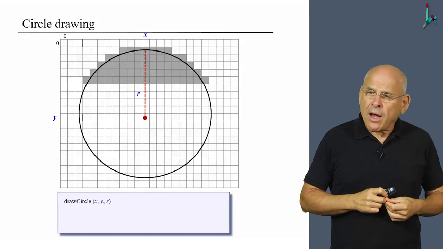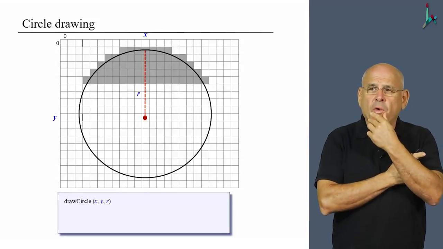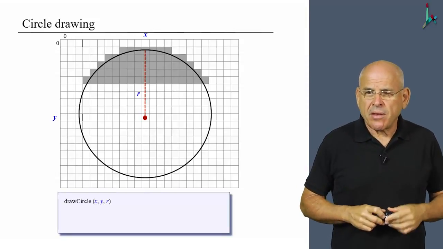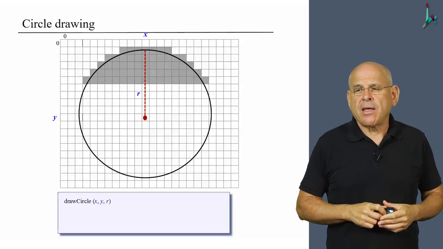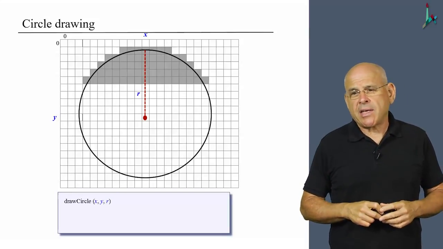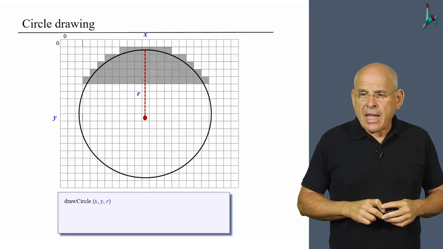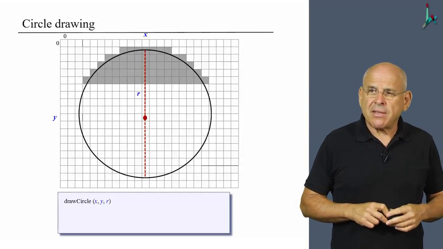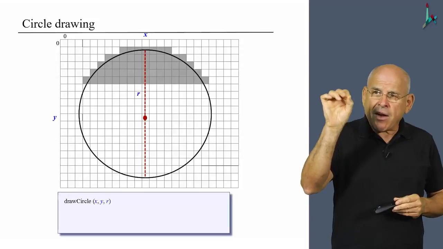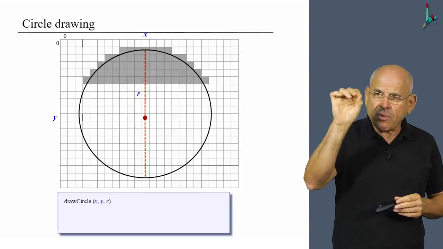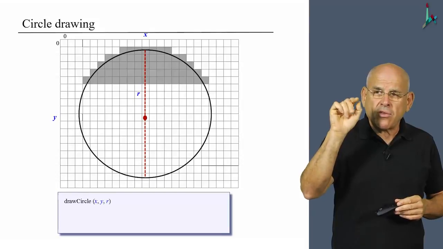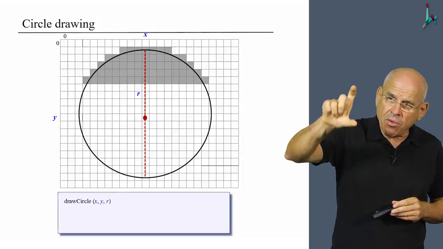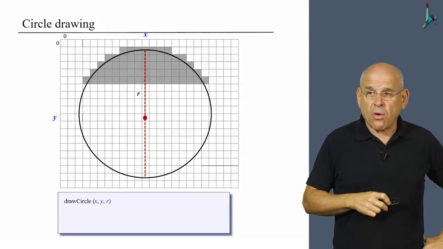How do we do it? How do we draw these rows of pixels? Here's the algorithm, here's the signature. We want to draw a circle that starts at the origin x, y, and has a radius of r. And to get started, I want to draw the entire diameter of the circle, and I want to characterize each one of these rows. I'm going to draw two R rows, right? We have R pixels going this way and then another R pixels, so altogether we're going to draw two R rows.